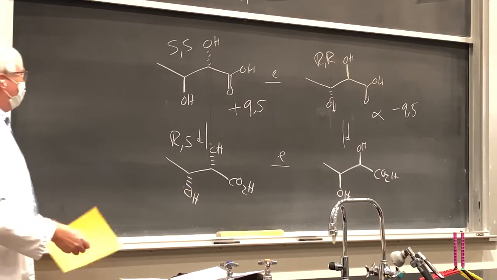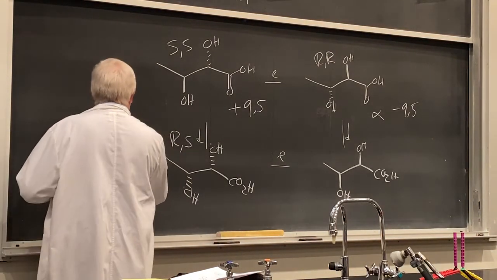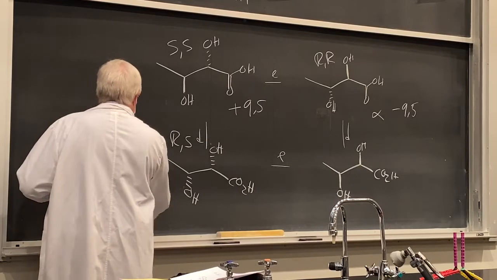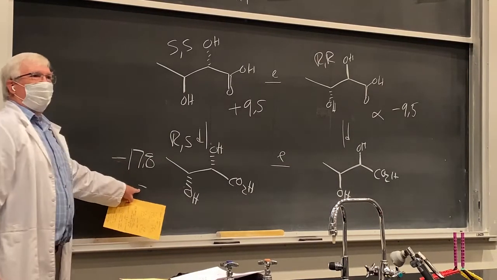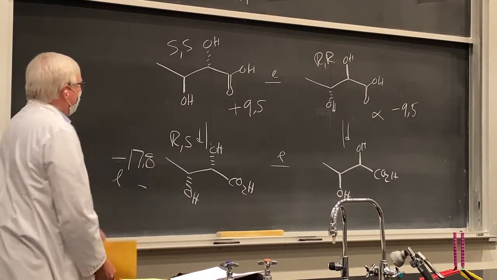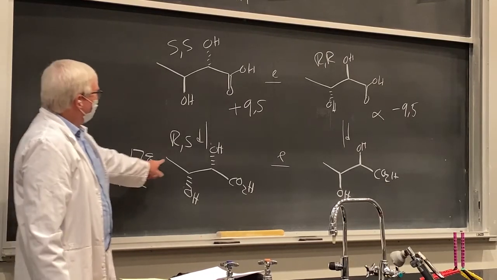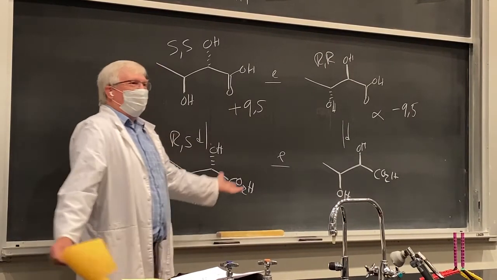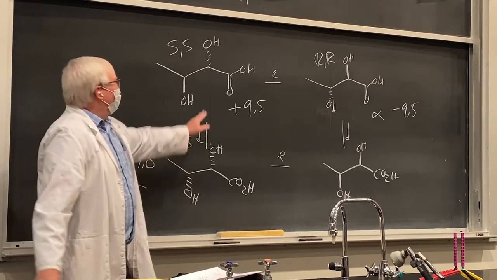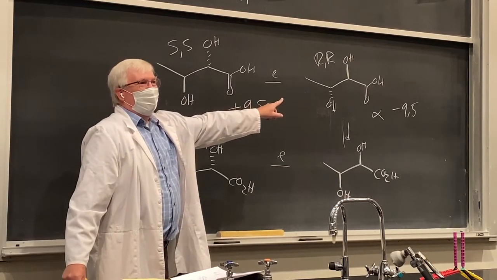Yeah. So quite a few no's. Let's see what it is. Oh, it's minus 17.8. This is the minus, the levorotatory, or the L form. Notice it's minus 17.8. This one was plus 9.5. There's no connection there. The connection here is to the enantiomer of that, right?